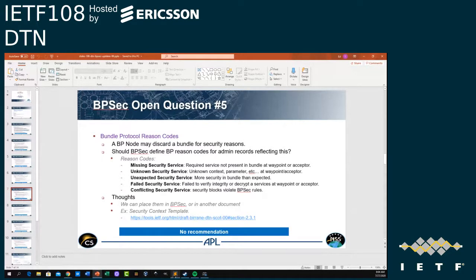Go ahead, Scott. I just wanted to strongly advocate that these new reason codes, wherever they do end up, not be things that we put into the BPbis, the main bundle protocol specification. There's no way we're going to be able to anticipate all of these. My preference would be to add them in the documents for the security contexts that cause those reason codes to be raised. But I don't feel strongly about that. Okay, go ahead, Stuart.